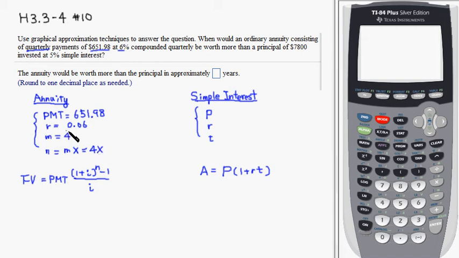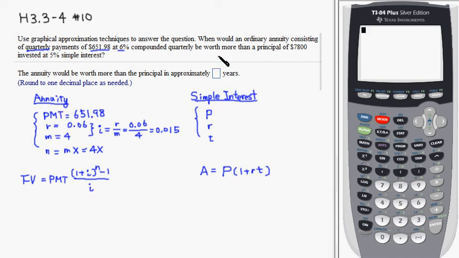All right, then by combining R and M, we can find I, the interest rate per period. So it's always R over M. R is 0.06 divided by M, which is 4 times per year. So this comes out to be 0.015. All right, so that's the information we could get about the annuity.